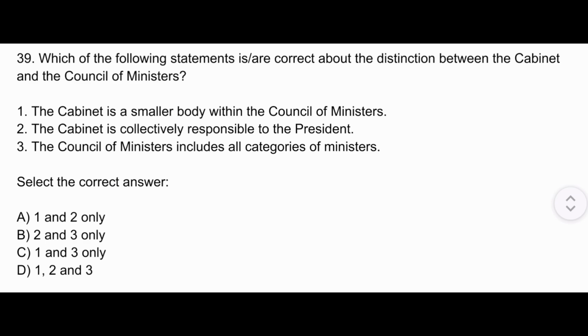The next question: which of the following statements are correct about the distinction between the Cabinet and the Council of Ministers? 1. The Cabinet is a smaller body within the Council of Ministers. 2. The Cabinet is collectively responsible to the President. 3. The Council of Ministers includes all categories of ministers. Select the correct answer.